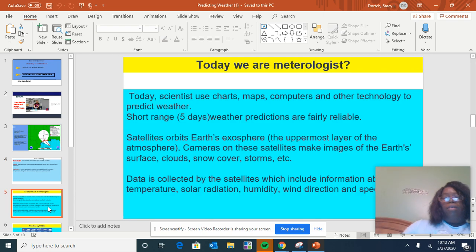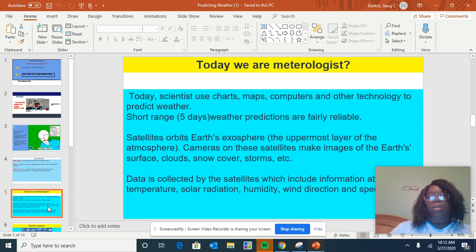So today we are meteorologists, or are we? Today scientists use charts, maps, computers, and other technology to predict weather. Weather can be fairly reliable for short range times, like 5 days. When you get into 10 days, there may be a cold front that comes or a warm front that comes that may mess up the 10-day prediction.